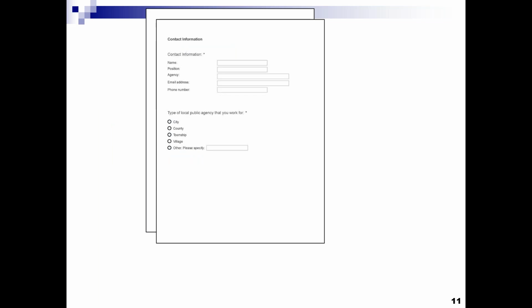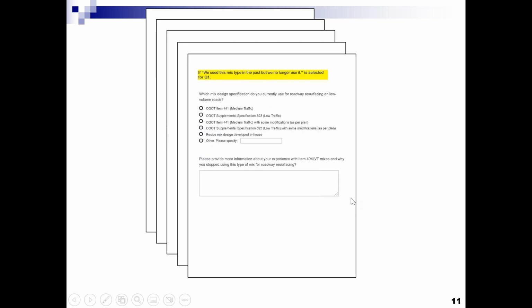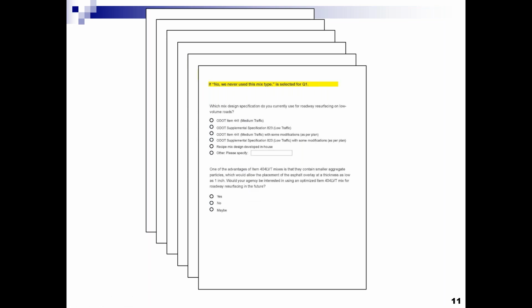These are the slides from the survey. So we asked for contact information and type of agency. This was really the main question that we had in the survey: do you currently use 404 LVT, or you don't? If you don't, did you use it in the past, or have you never used it? If you use the 404 LVT, we asked additional questions about how satisfied you are, how extensively you use it, and when you started using it. If you stopped using it, what are you currently using and why did you stop? And if you never used it, what do you currently use, and are you interested in looking at the specification at the end of the project when we have them? And then permission to contact: do we have the permission to contact the person who responded to the survey?